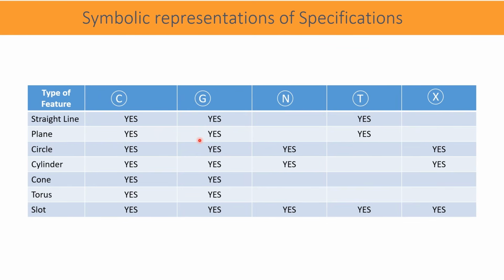Yes. But for the plane, there cannot be a maximum or minimum type of calculation available, but tangent calculation is available. Similarly, for circles and cylinders, we can say that all types of calculations are available except the tangent. So this table shows us what type of feature it is and what type of modifier for the size and calculations are allowed.